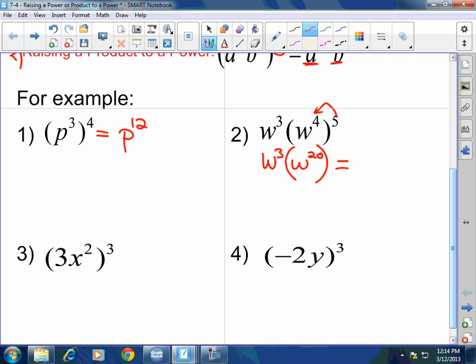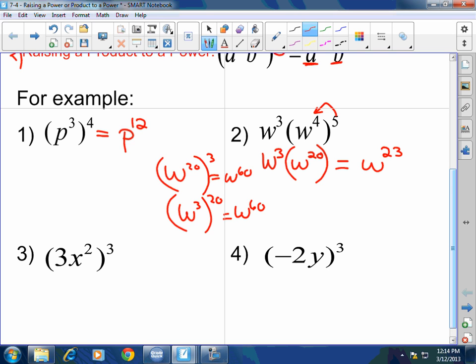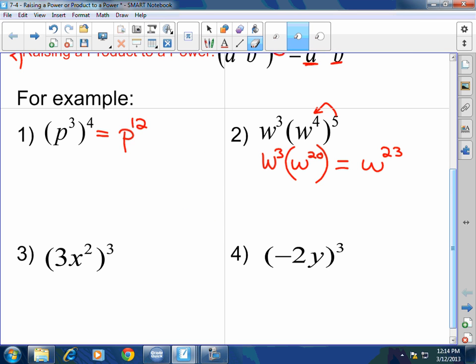Now, what will my final answer be here? w to the 23rd. Whoever said w to the 60th, no. w to the 60th would be this: w to the 20th raised to the 3rd power. That would be w to the 60th. Or w to the 3rd raised to the 20th power. That's w to the 60th. But what we just finished doing here, please pay attention, is w to the 3rd times w to the 20th. We just finished going over this. When you multiply the same base, you keep the base and add the exponents.